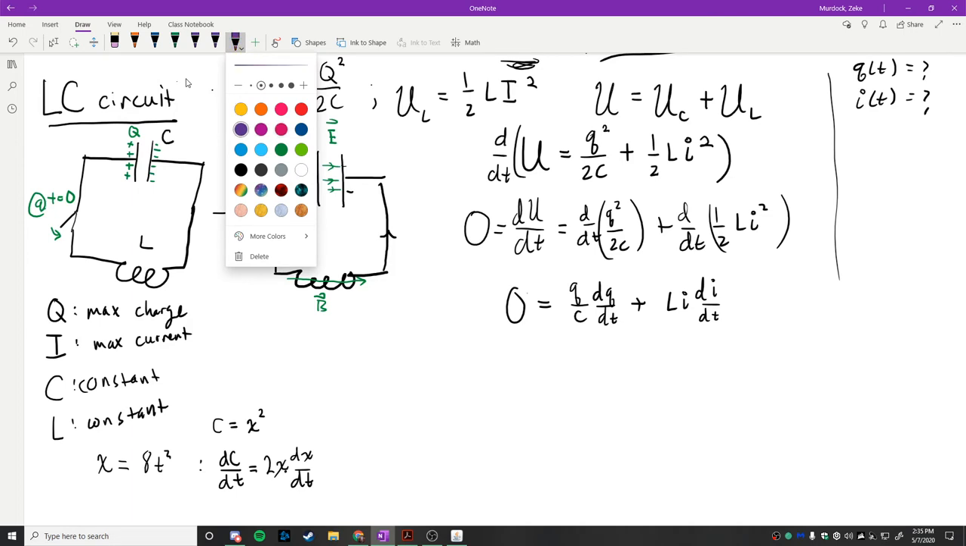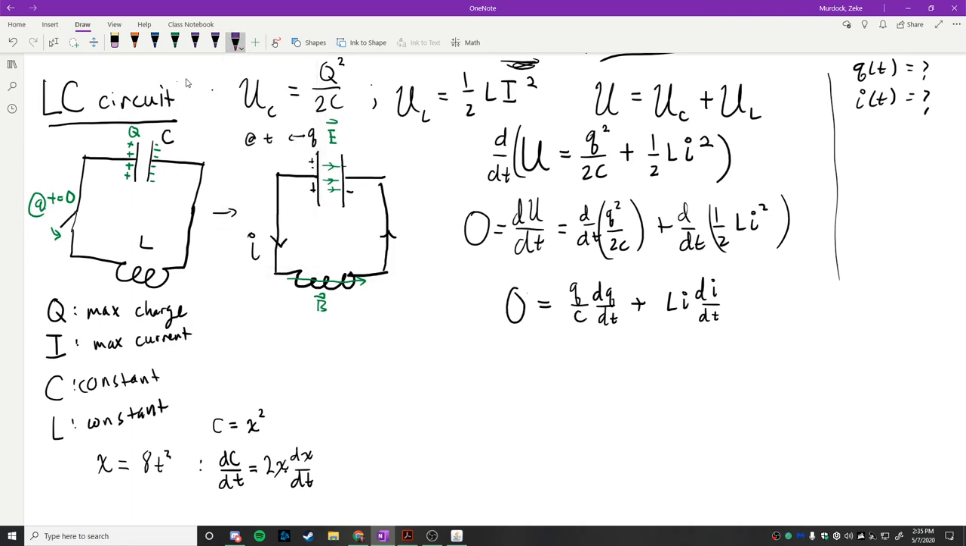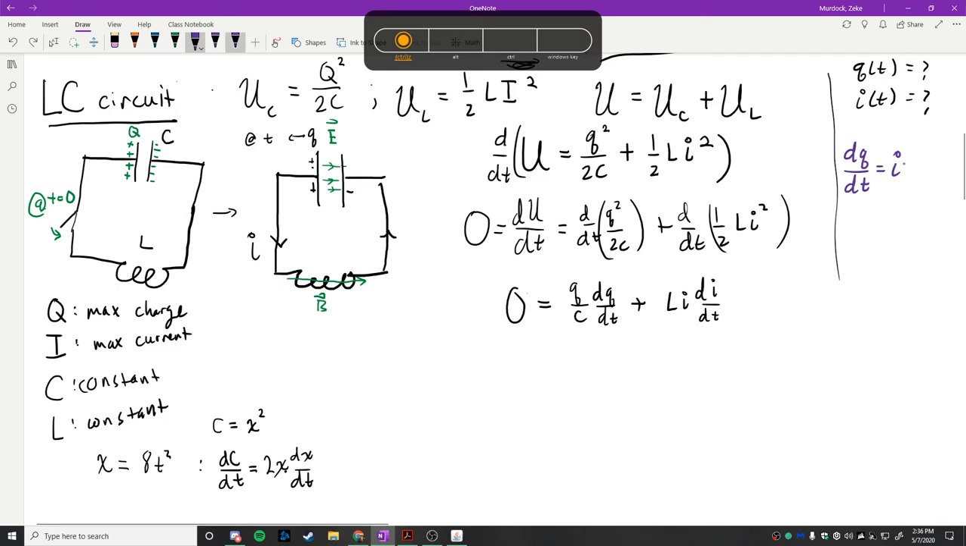So if I look at this expression right here, one thing we know is that if I take the time derivative of the charge q, dq/dt, that's equal to the current i. If I take the time derivative of the charge, that gives me the current, just like the time derivative of position gives you velocity. So we can make some replacements inside our equation right here.